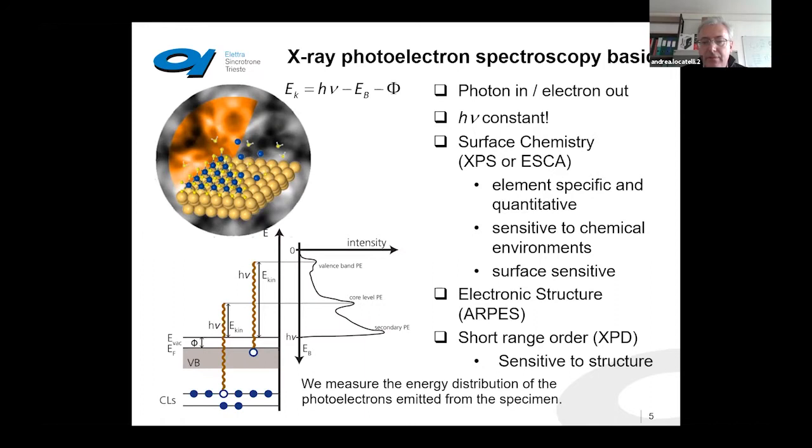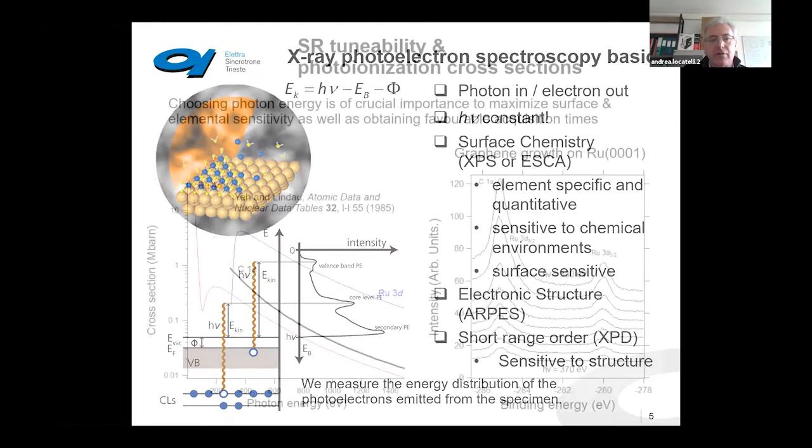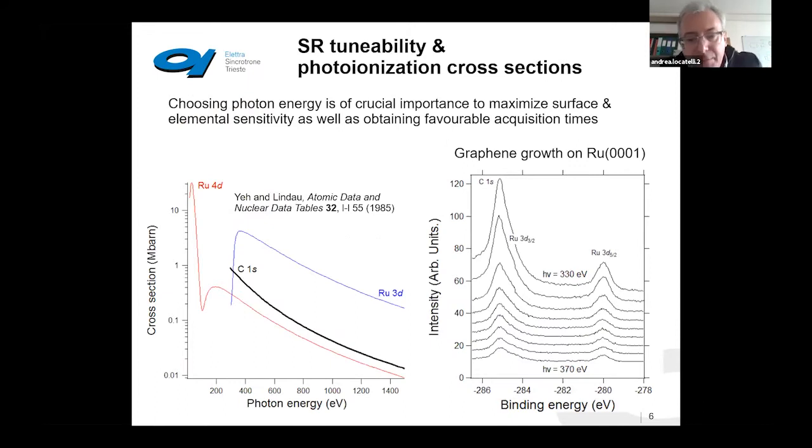And this is XPD, X-ray photoelectron diffraction, a very powerful technique to determine the local structure around the emitter. Now, let me give you a practical example of the power of synchrotron light concerning tunability. This was an experiment concerned with growing graphene on ruthenium, a model system for having a certain type of interacting graphene.